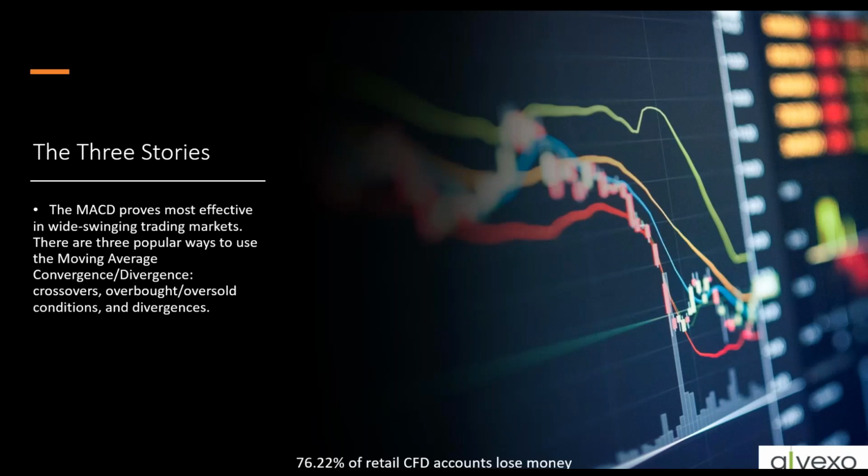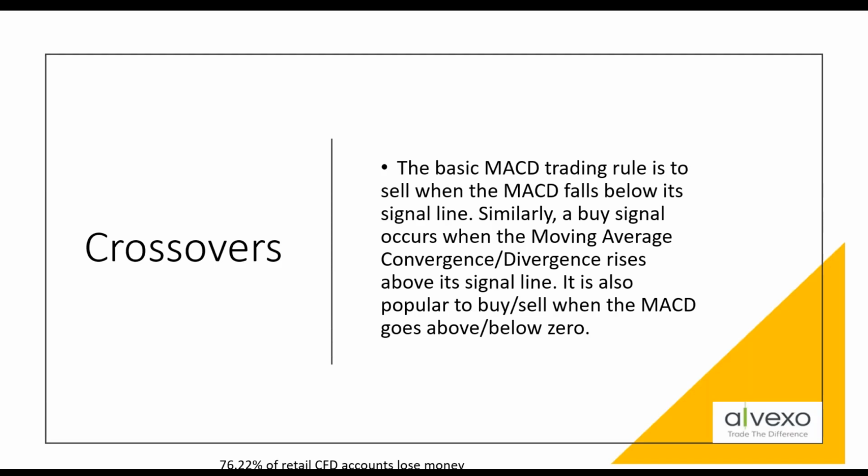So keep in mind, MACD gives us three stories: convergence and divergence, crossovers, and overbought and oversold conditions. We can see all this easily and visually by using the histogram. The basic MACD trading rule is to sell when the MACD falls below its signal line. So remember the blue and the orange lines on the bottom: when the MACD line falls below the signal line, it tells you to sell. When it crosses above, it tells you to buy.